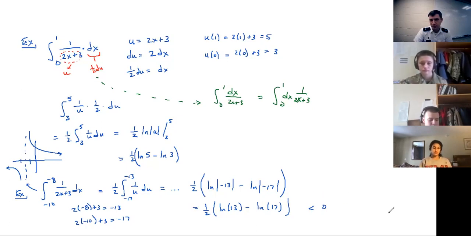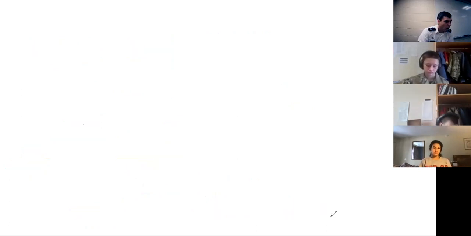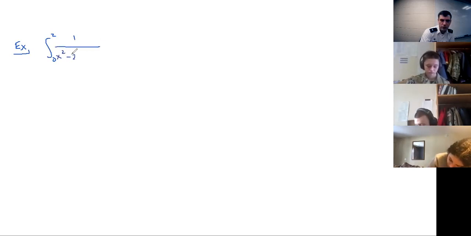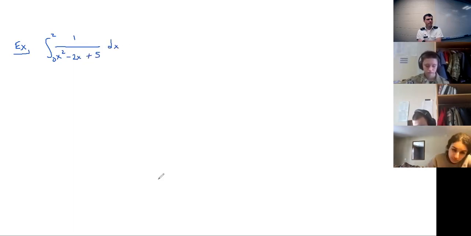All right, let's do another example. Completely unlike the first or the second. Oh, I got 2 good ones. Which one should I do first? This is a good one for us here. Integral from 0 to 2 of 1 over x squared minus 2x plus 5 dx. That's a good one.